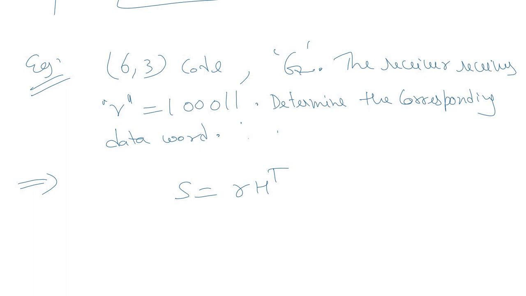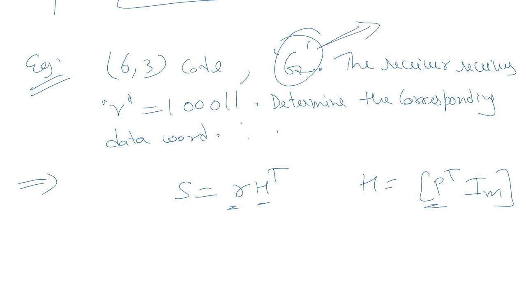We have seen this, we have derived this just now. We know the R vector, we know the H vector. We have seen that H is equal to P transpose concatenated with I of M. We know the generator matrix, so that means we know the P matrix also. We are using the same generator matrix that we did in the example in the previous video lecture. So this H is also known to us.